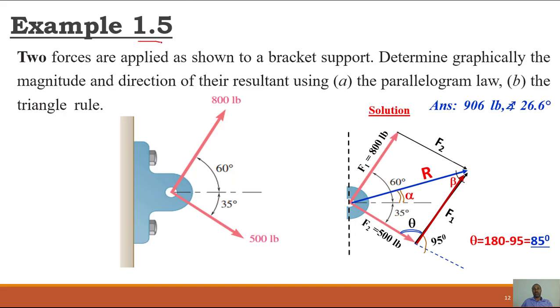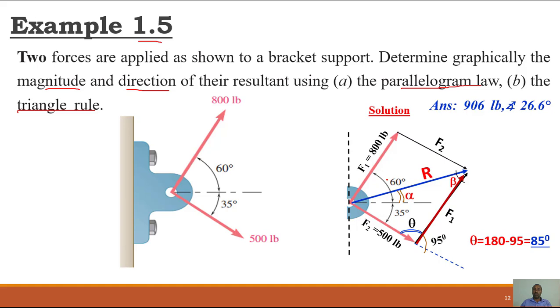Okay, another example: two forces are applied as shown to the bracket support. Determine graphically the magnitude and direction of the resultant using parallelogram and using triangle law. This is the bracket, which has 800 pounds given at 60 degrees, and 35 degrees, which is 500 pounds.